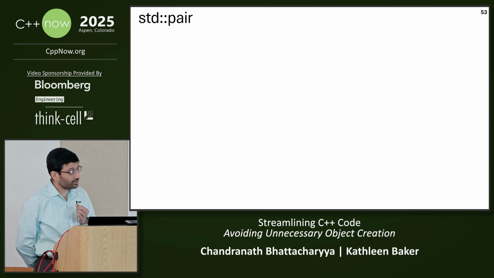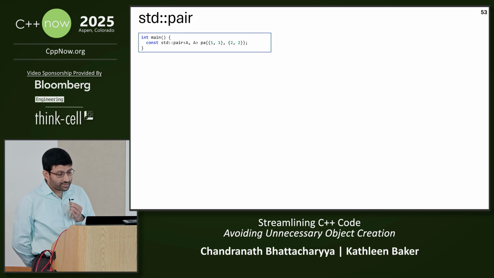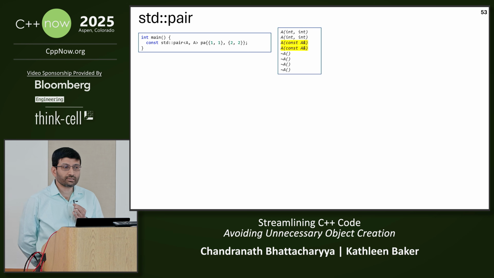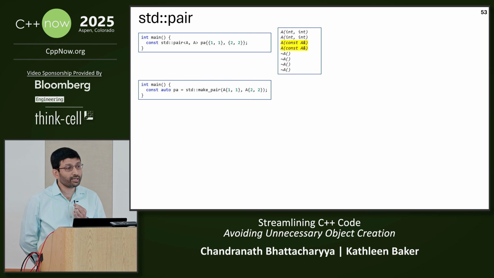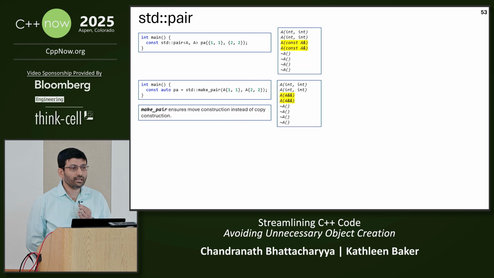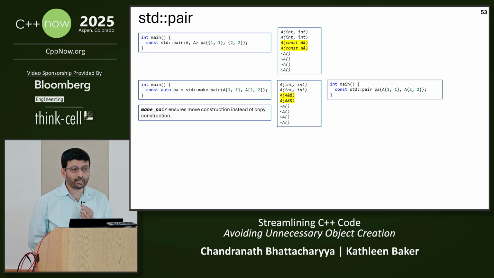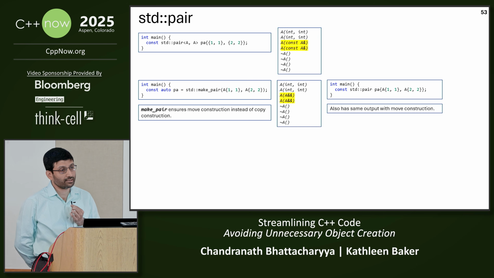Let's move on to std pair. Here is one way to create std pair of a type A and A. This is definitely not optimal. It's calling the copy constructor. So what can we do? We can actually call make pair. What make pair does is it converts the copies into moves. We can also use class template argument deduction, which gives us the same result.